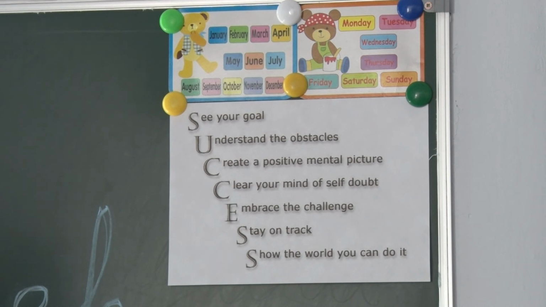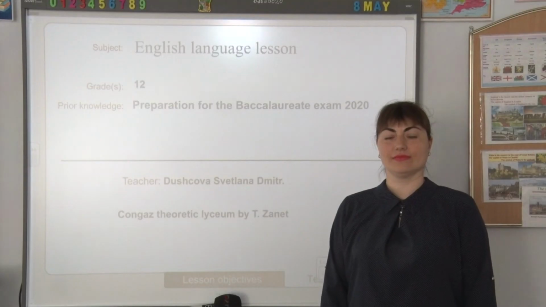What is success? S is for seeing the goal. U is understanding the obstacles. C, creating a positive mental picture. Next, C is clear mind of self-doubt. E, embrace the challenge. S, stay on track. And final letter, S, show the world you can do it.